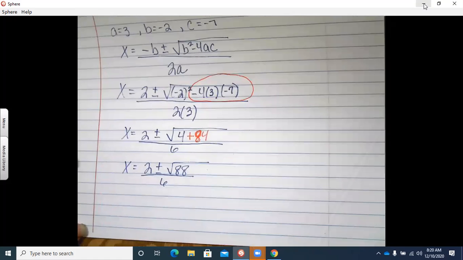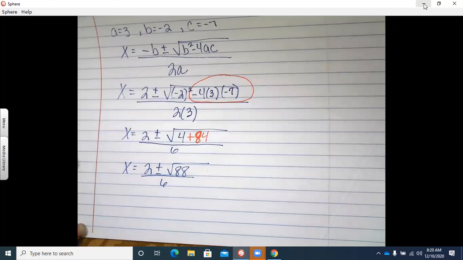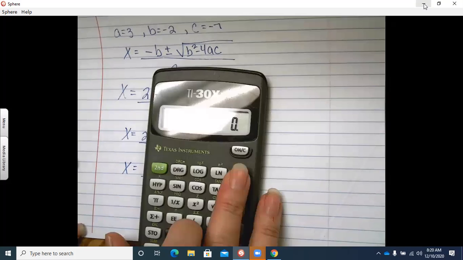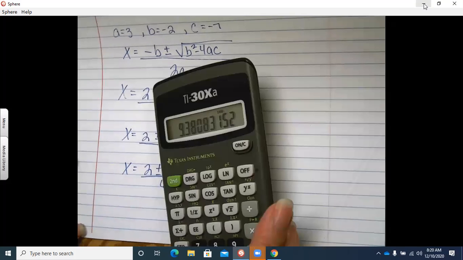Is 88 a perfect square? No, and we don't have to simplify the radical here. I'm looking for an approximate answer, not an exact answer. When you leave a radical in your problem, you're getting an exact answer. When you turn it into a decimal using your calculator, you're approximating because you're rounding, okay? And we're just approximating our answer. So the square root of 88 is approximately, let's go with 9.4.